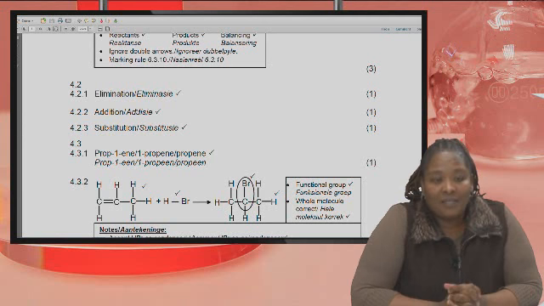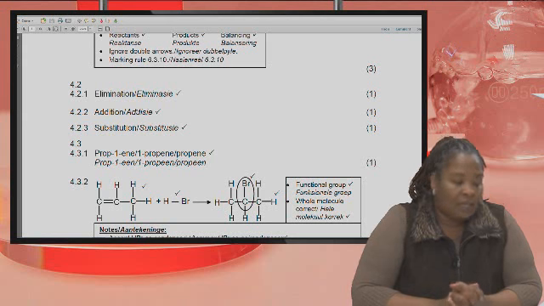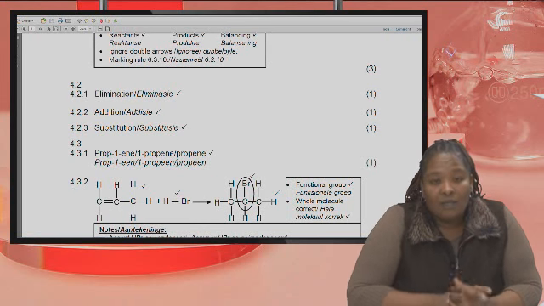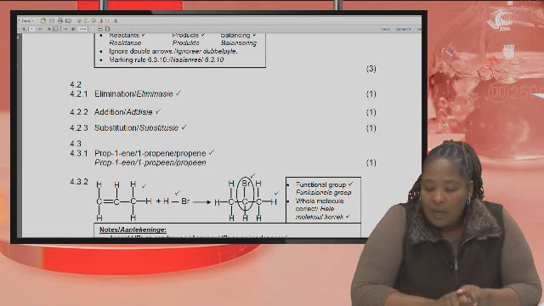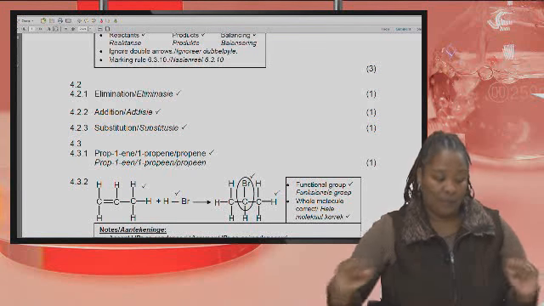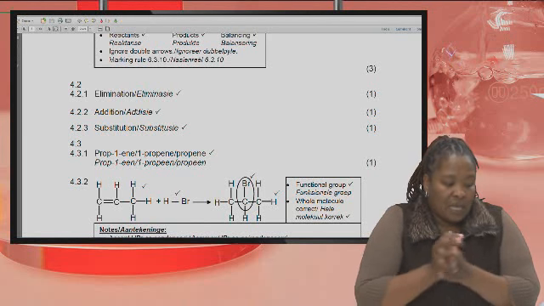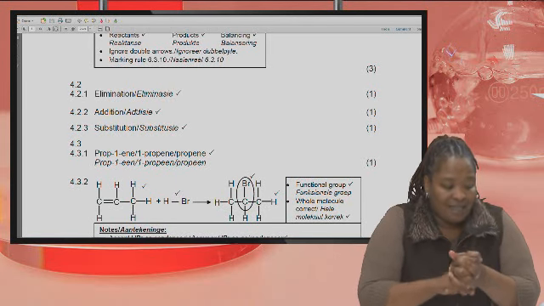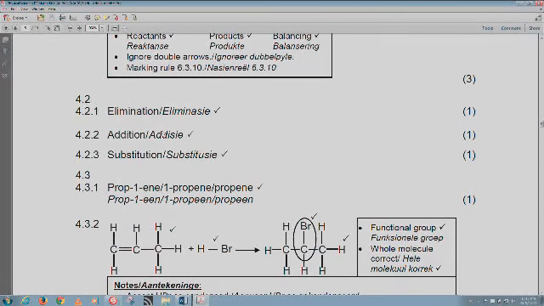Welcome back, colleagues. Before we continue with our memo discussion, there are several questions that I got, so let us get those 3 questions out of the way first. The first question was on 4.2.1. In question 4.2 there, colleagues, the learner was actually asked to write down the type of reaction. And already there, the learner was given whether it must be addition, substitution, or elimination.